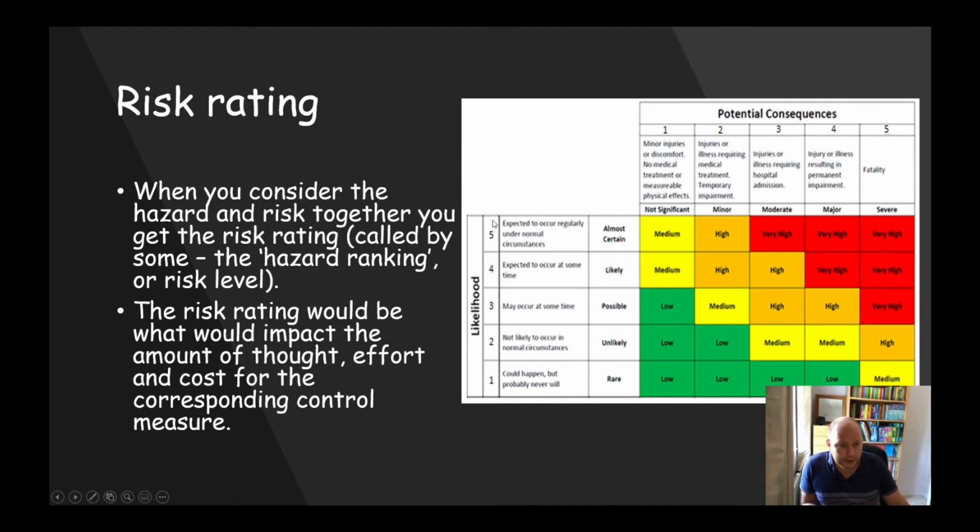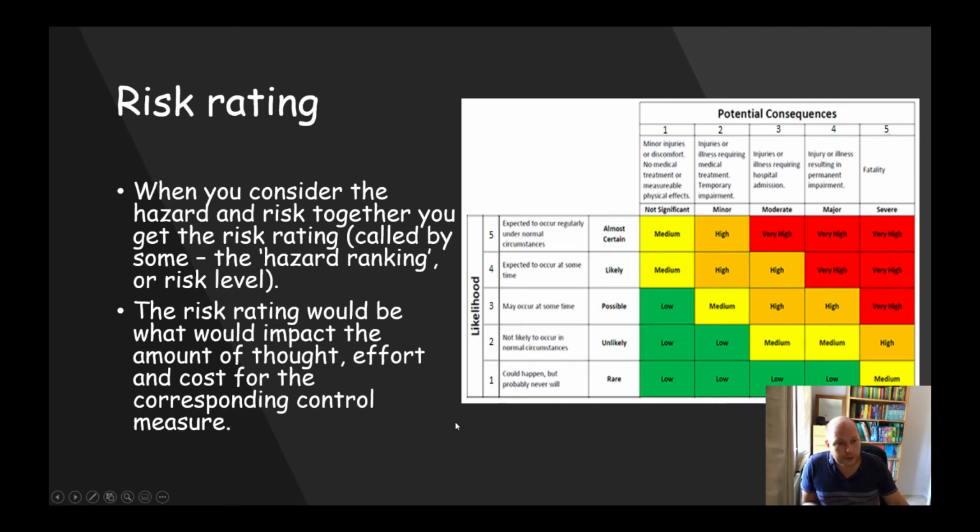But obviously, with fatality, which is right at the end of the consequence scale, if the likelihood of injury from a hazard would be a fatality, then we need to take it very, very seriously, for obvious reasons.